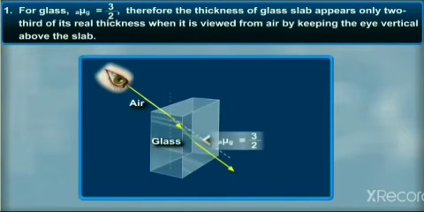First, for glass, the refractive index of glass with respect to air is equal to 3/2. Therefore, the thickness of a glass slab appears only 2/3 of its real thickness when it is viewed from air by keeping the eye vertically above the slab.